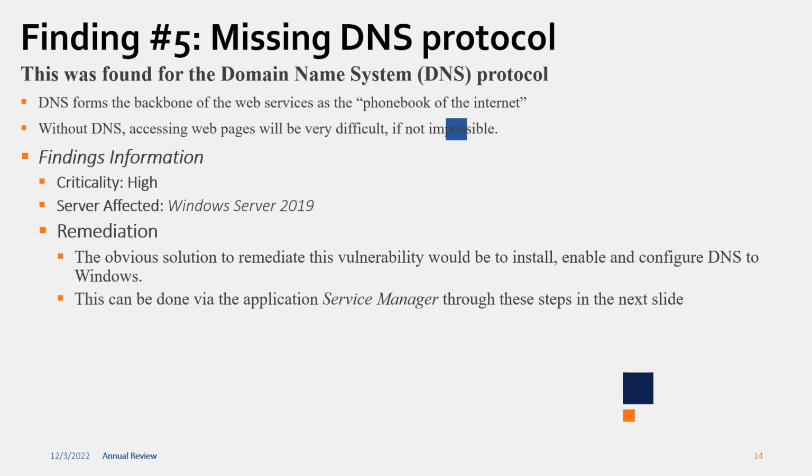It's what translates the URLs that we input into IP addresses that serve as the locations from which servers can access information and web pages. I found this in the Windows server, and the remediation is obvious. You have to install it, you have to enable it, and you have to configure it if it hasn't been done.